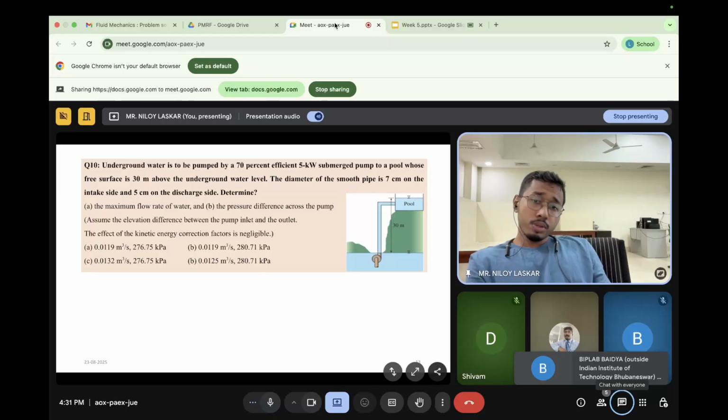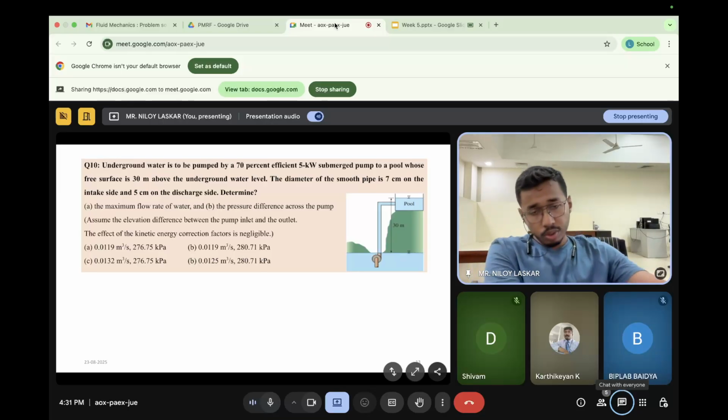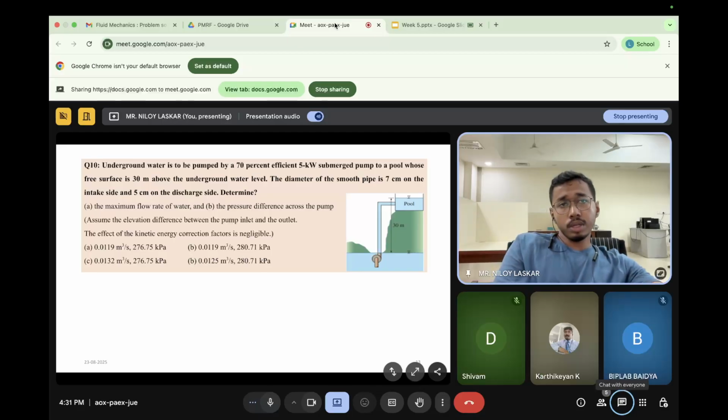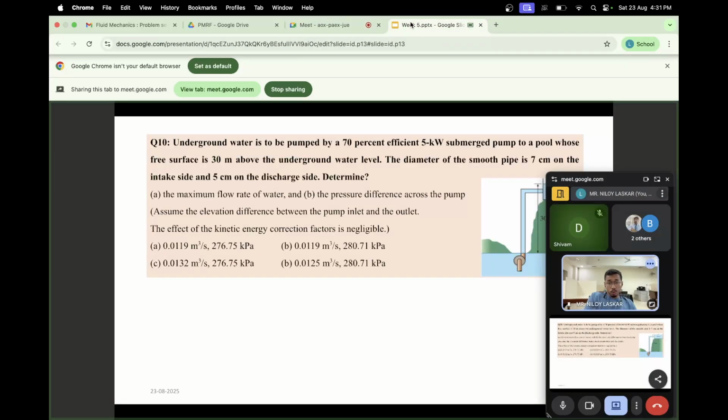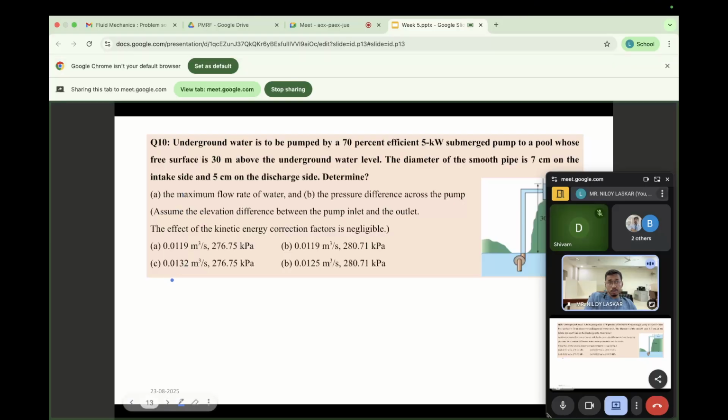So have a look into this question, what is given. Okay, so I'm giving you another hint. So in this question, what is given? First, I'm writing down this thing. So only submerged pool is 30 meter is given.